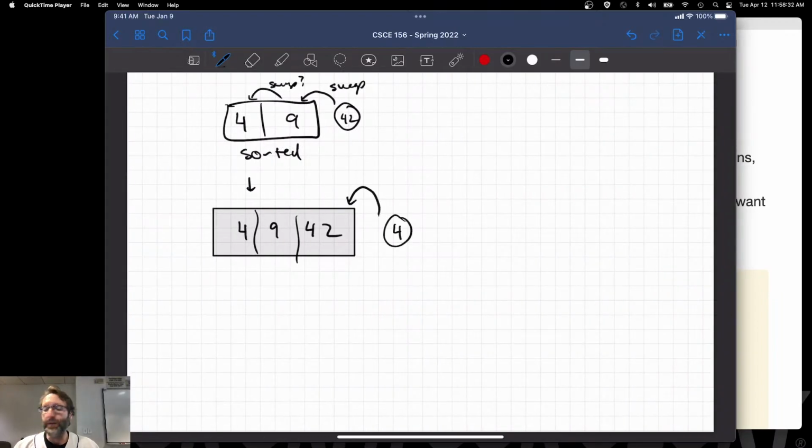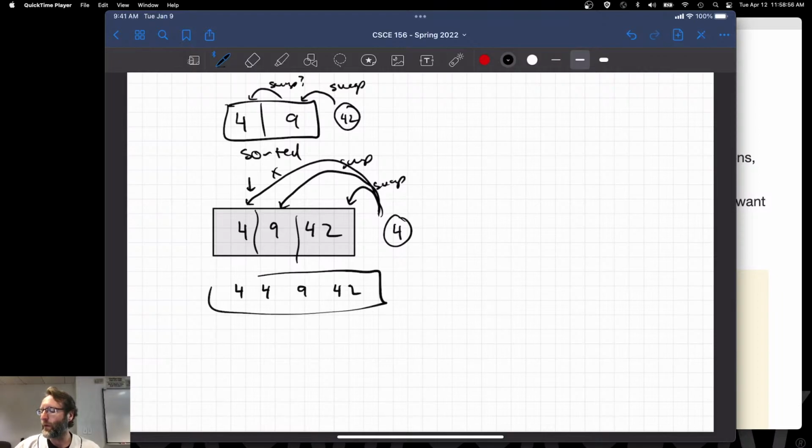We compare it to 42, swap. We compare it to 9, swap. And then we compare it to 4. How should we break ties? 4 and 4, or 4 and 4. Is there a difference? No. So don't swap. And you're done. What I have now is 4, 4, 9, and 42. There's my new sorted array.